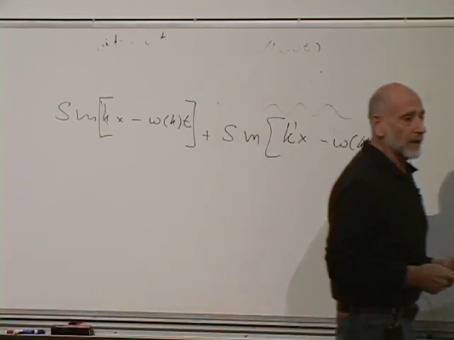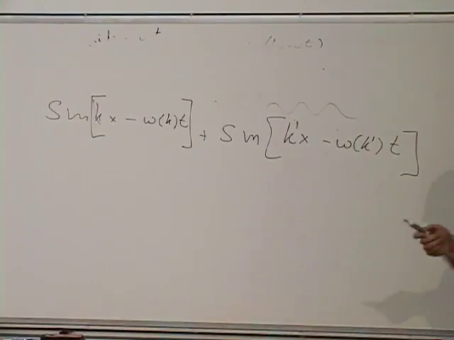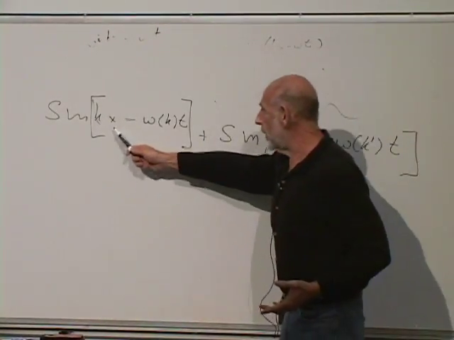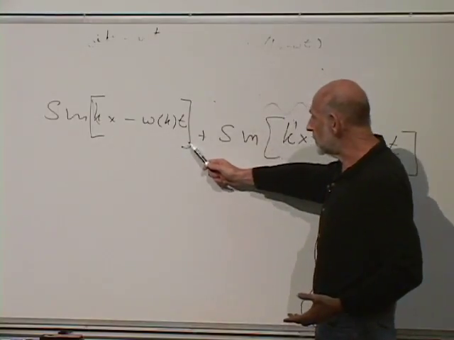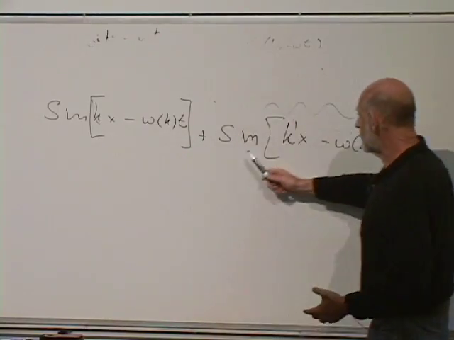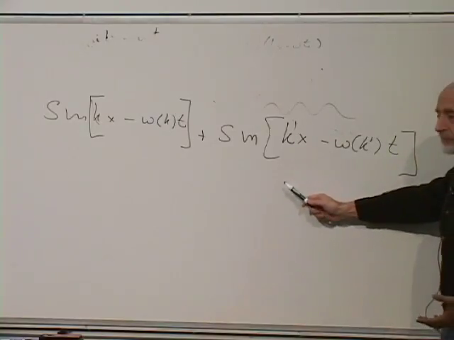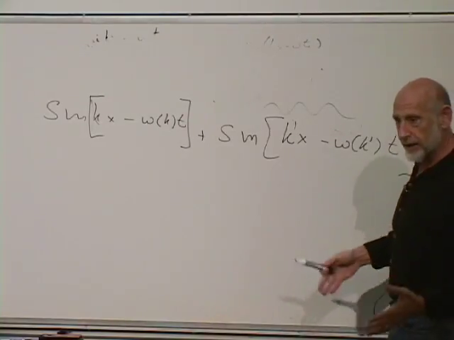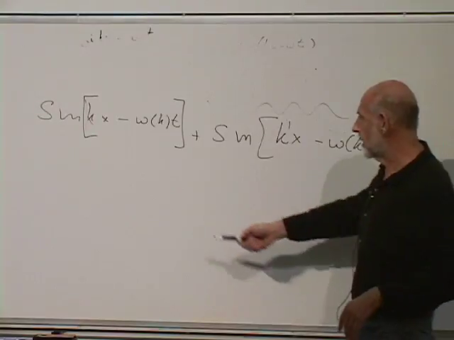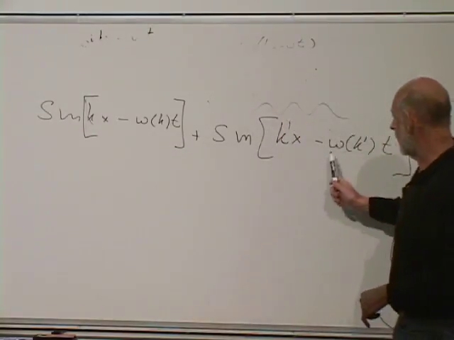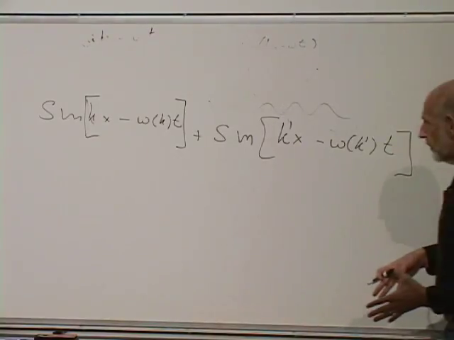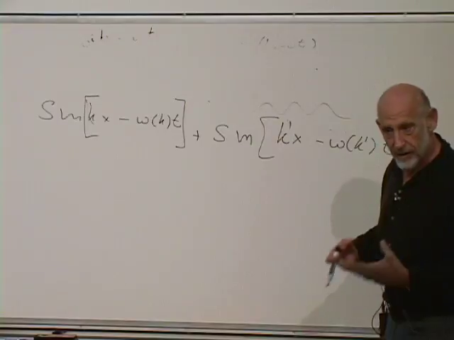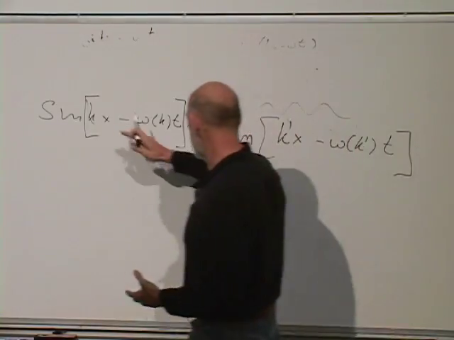Well, one easy way to find out where they reinforce each other is to ask, when is the argument, meaning the thing in the bracket here, of this wave the same as the argument of this wave? In that particular place, where the arguments are the same, it's clear the waves will reinforce each other. Okay? They'll be in constructive interference. All right, where is that?